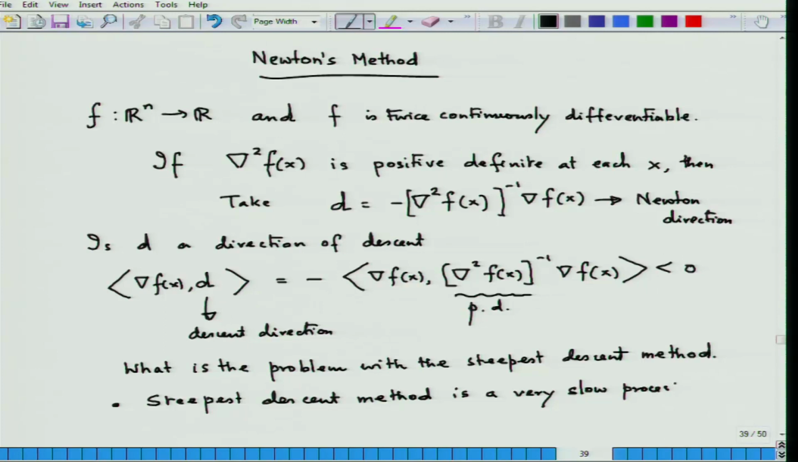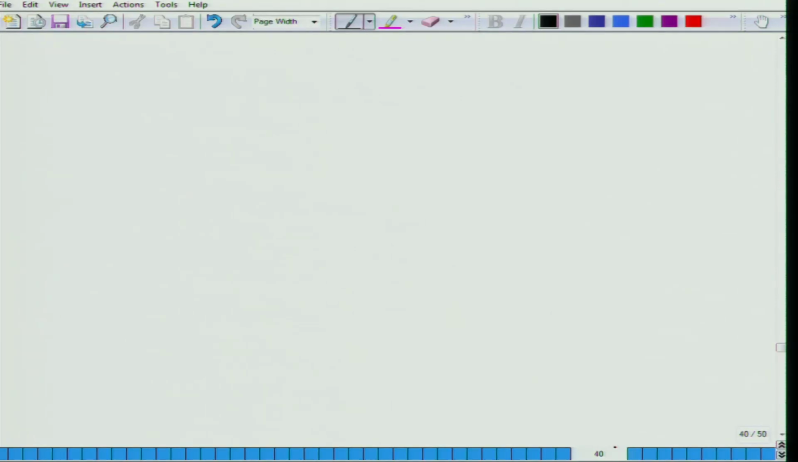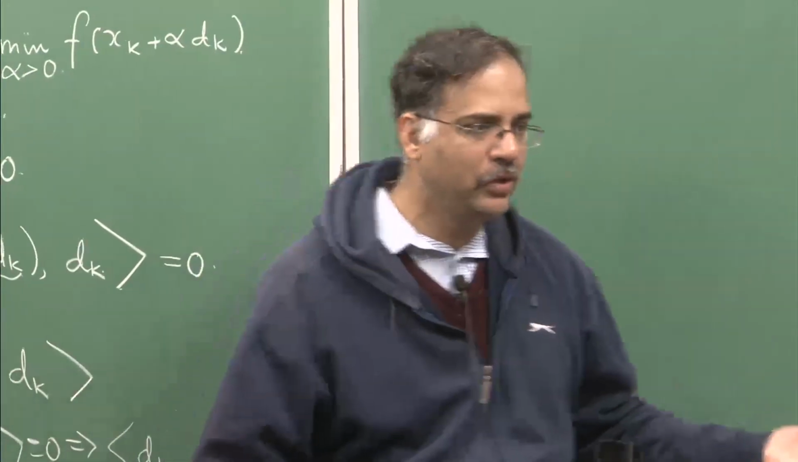So, Newton method is one of the faster processes, and so we need faster processes because we just have slow processes here. The steepest descent is a slow process. Now, of course, it is not very difficult to write down the Newton scheme. How do I write the Newton iterative scheme?